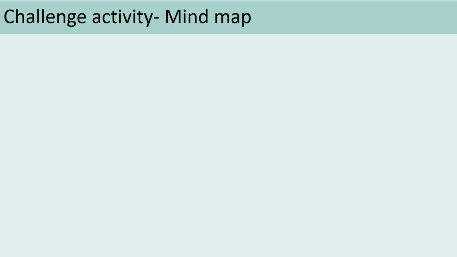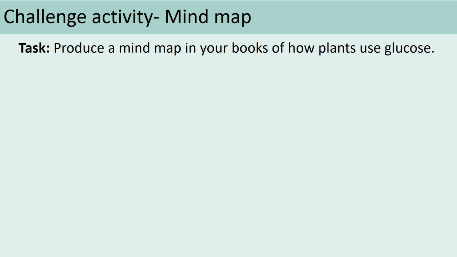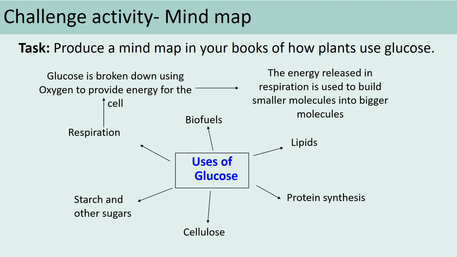Okay, so what we're going to do now, or what you are going to do, is create a mind map in your books on how plants use glucose. I've got here all of the ones that you need to know that they use glucose for. One of them has been done for you, which is respiration, because that's going to be the next chapter. So I'm giving you that one.